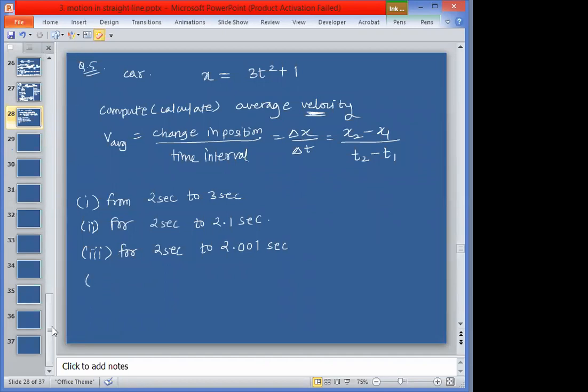Find it first and tell me the answer. Initial time 2 second, final time 3 second. Calculate initial position x1, calculate final position x2. Tell me the answer for the first case directly. Answer for the first case, for the second case, for the third case. Tell me the answer for the first case. What is the average velocity?